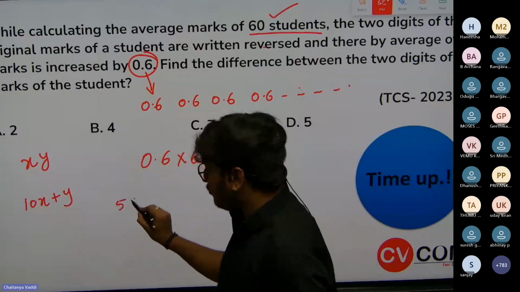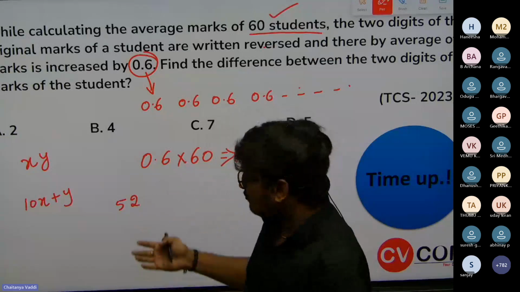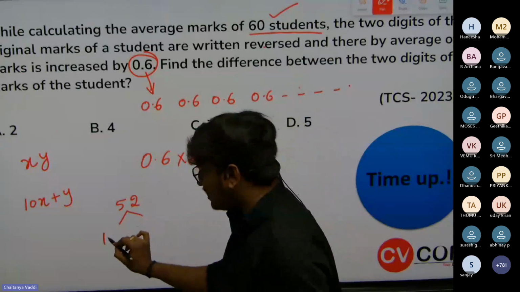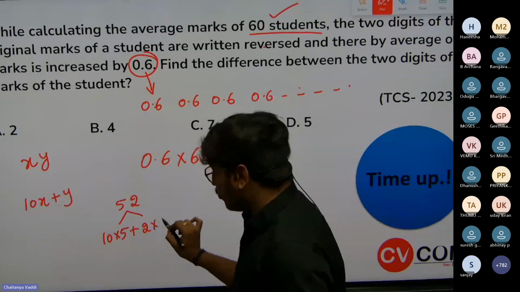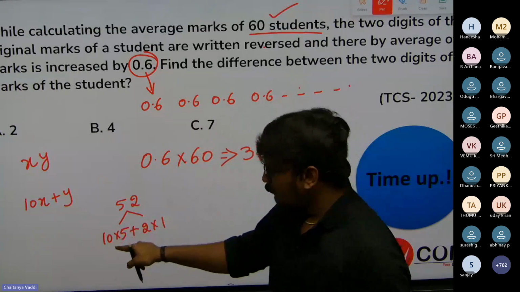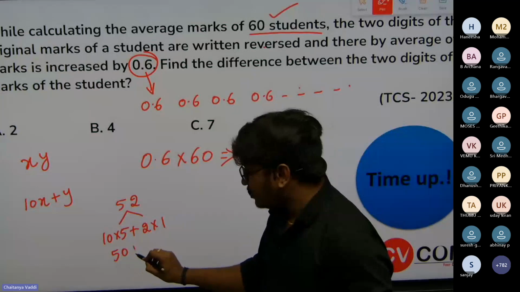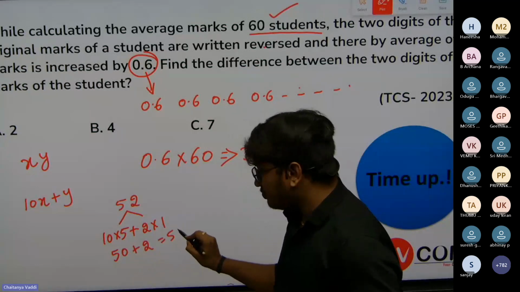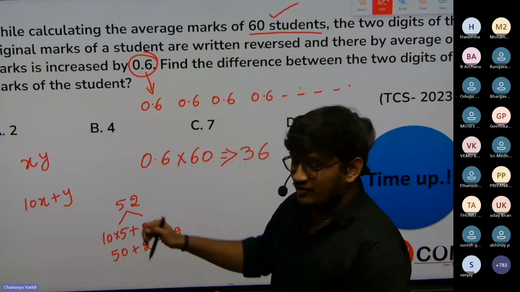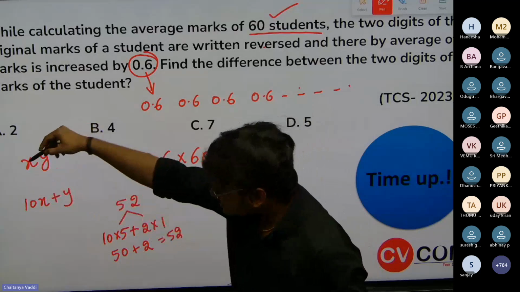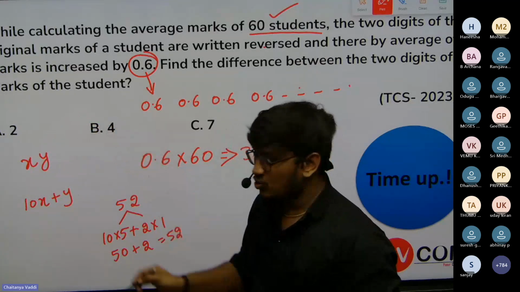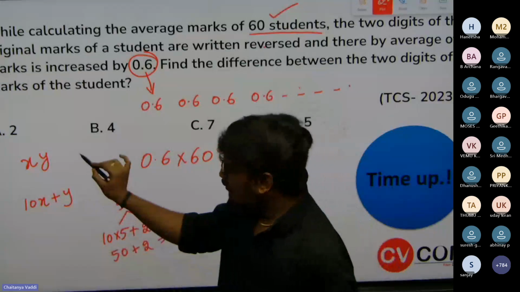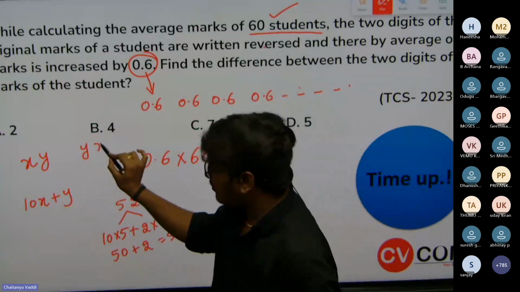Very simple, guys. 52 is the number. How can I write it? 10 into 5 plus 2 into 1, correct? What is 10 into 5? 50, plus 2 into 1 is 2. 50 plus 2 is 52. This is the pattern that we are writing here. When I assume it as x and y, it is 10 into x plus y into 1. So 10x plus y.